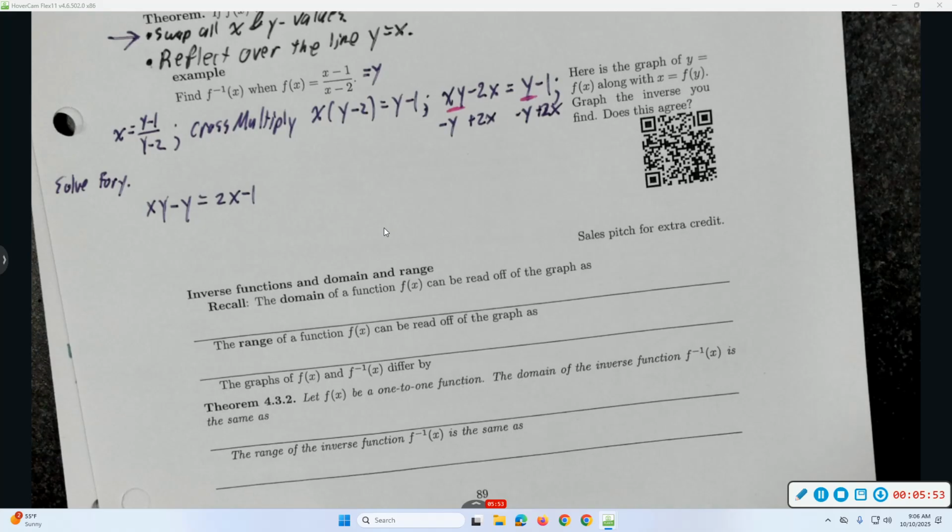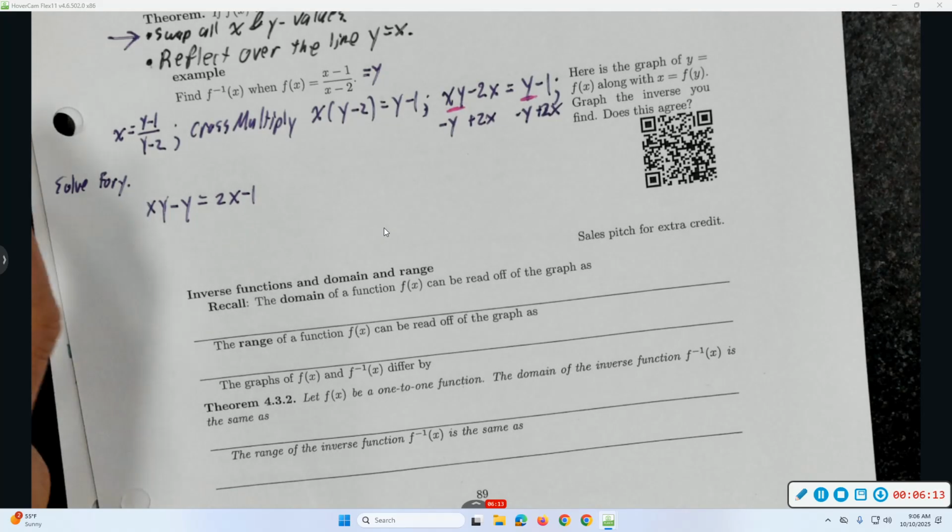Well, eventually my goal is to get y on its own, right? Right now I see two things that have a y, but they have the same kind of y. So what can I do to make it so there's only one y? Can you divide by x? I could. You can certainly always divide both sides by x.